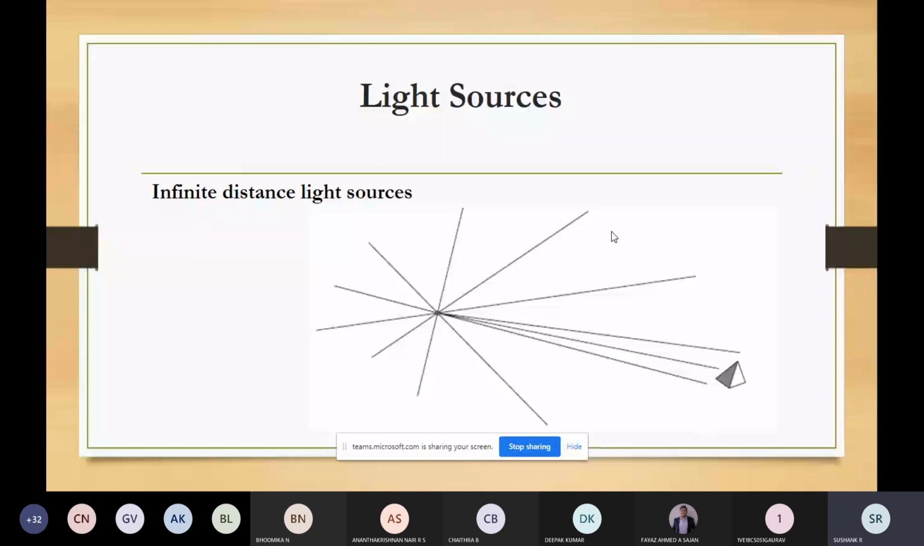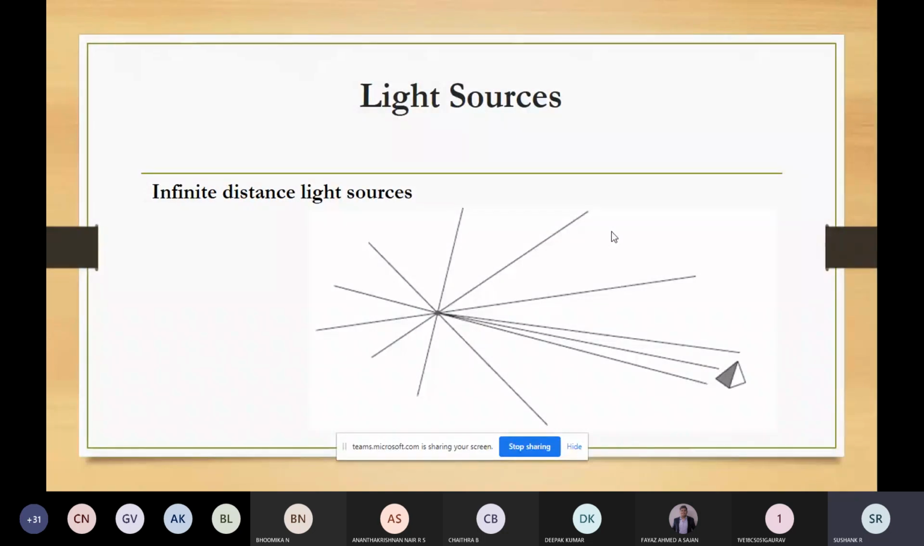So what are infinite distance light sources? It's a large light source which is very, very far away from the scene. It is so far that you can consider it as a point emitter. You see, the sun is very far from the earth, so you can consider it as a point source of light. So an infinite distance light source means a very large light source which is very far away from the scene, which can be considered as a point emitter.